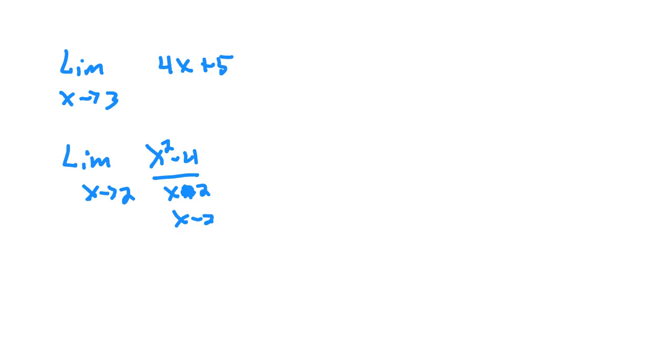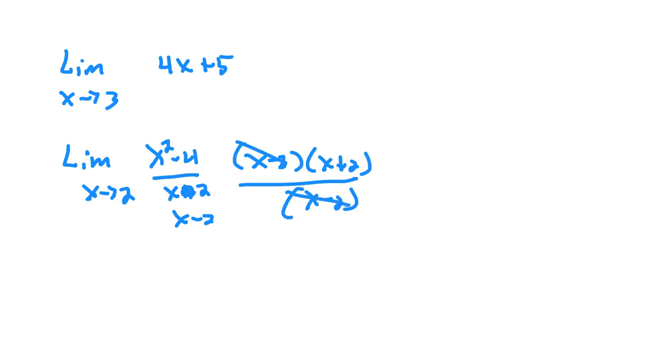So there's two ways we can solve this. We could factor. So I'm going to factor the top, x minus 2 times x plus 2, over x minus 2. Well, the x minus 2's cross off. So now if I plug 2 in here, I end up with 4.